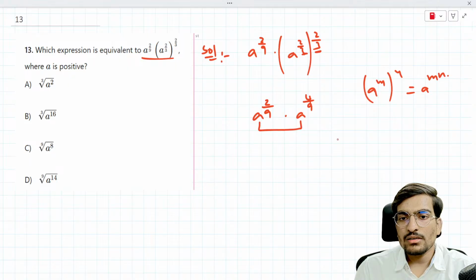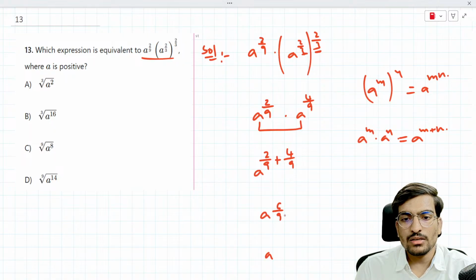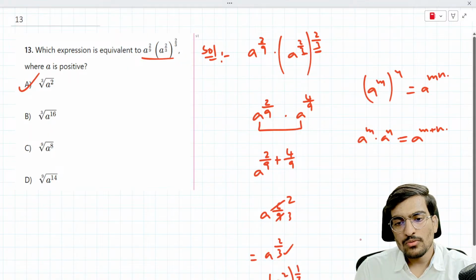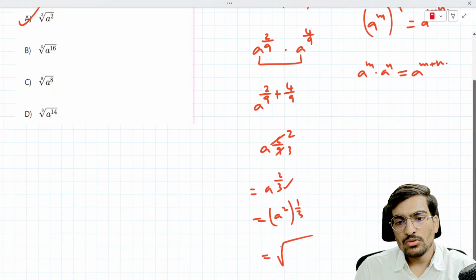Now you apply the product rule: a raised to the power of m times a raised to the power of n equals a raised to the power of m plus n. So that equals a raised to the power of 2 by 9 plus 4 by 9, that equals a raised to the power of 6 by 9, which is 2 by 3. So do we have anything like that? Yes, here we have denominator 3, so cube root. So that's option A. This equals a squared whole raised to the power of 1 by 3, so cube root of a squared. That's matching with option A.